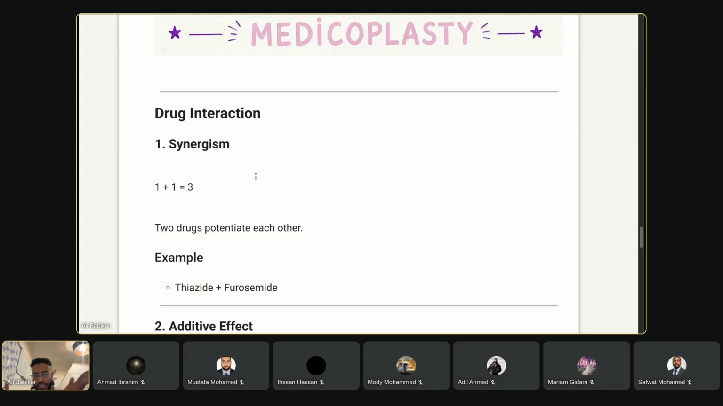All right. So there's terminology that the pharmaceutical companies, or while you are dealing with the patient, you may hear about. Synergism. Synergism means you may have a drug and you add another drug to it. The effect, instead of 1 plus 1 equal 2, will be 1 plus 1 equal 3. Two drugs potentiate each other. So if you have a patient on thiazide, which is a diuretic, and you give him furosemide, the effect will not be double. The effect may be triple. That's the word synergism.